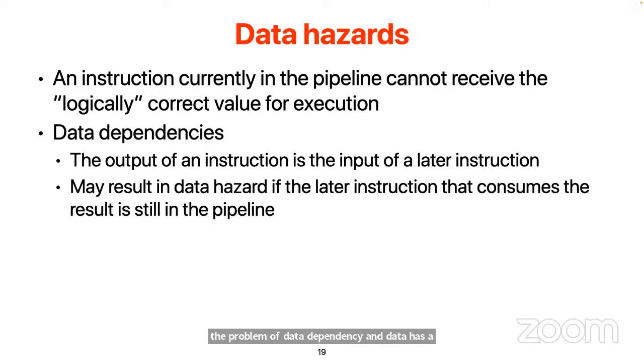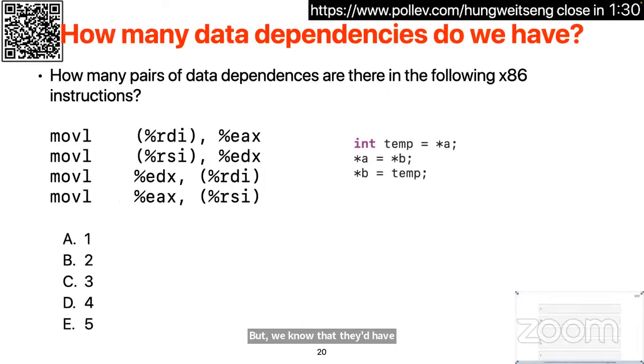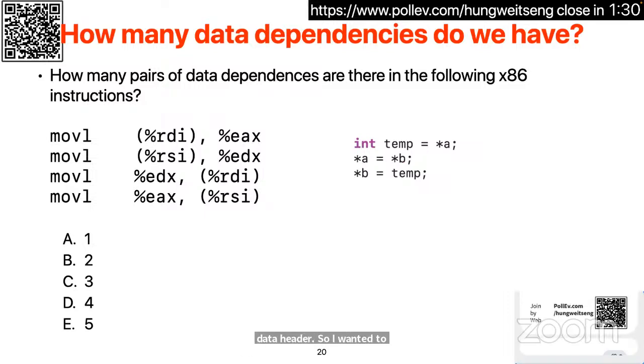We know that data dependency is the source of data hazard. So I wanted to revisit these pieces of code, which we were pretty familiar with last week, and tell me how many data dependencies you see in these pieces of code?